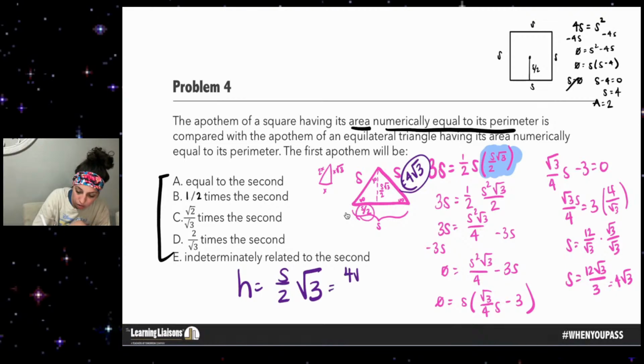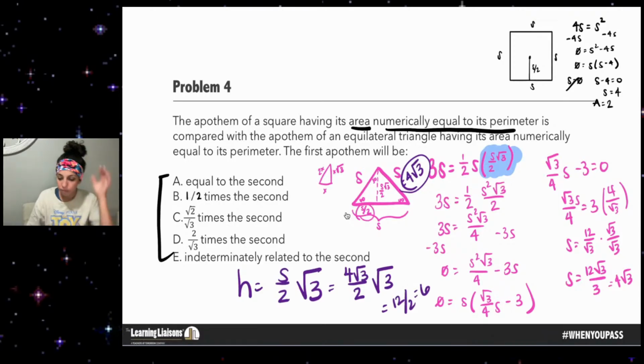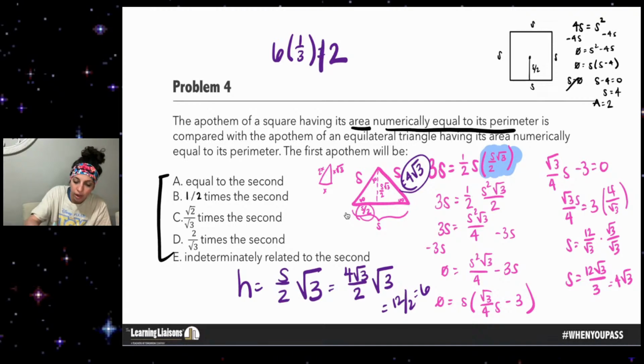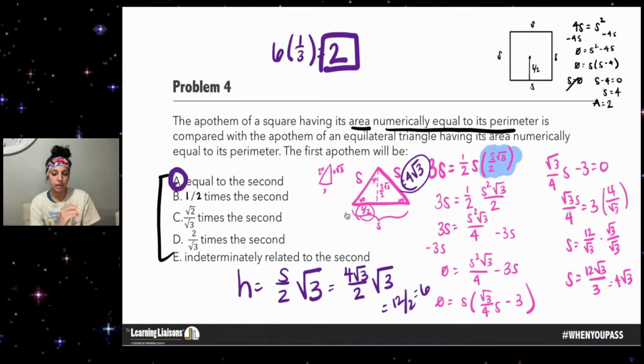So 4 square root of 3 divided by 2 times the square root of 3, right? Following. That equals 4 square root of 3 times the square root of 3, which is 3. So 4 times 3 is 12 divided by 2 is 6. And I know the apothem of an equilateral triangle is 1/3 the height. So 6 times 1/3 equals 2. Wait a minute. The apothem is 2 for my triangle also, which means the apothems are what? Equal.